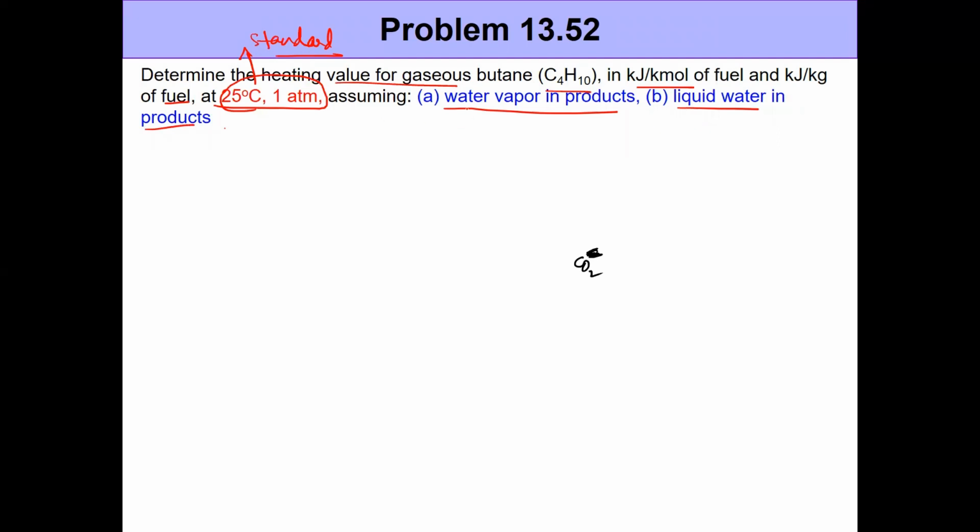Now, when we say the water vapor is in the products, what we are saying is that we need to determine the lower heating value. Okay, and when the water is in the liquid form, then what we get is the higher heating value. If you're not sure why this is the case, please refer to our last lecture where we discussed the difference between the two heating values and how it comes about. All right. So now let's just apply the formula for calculating the heating value.